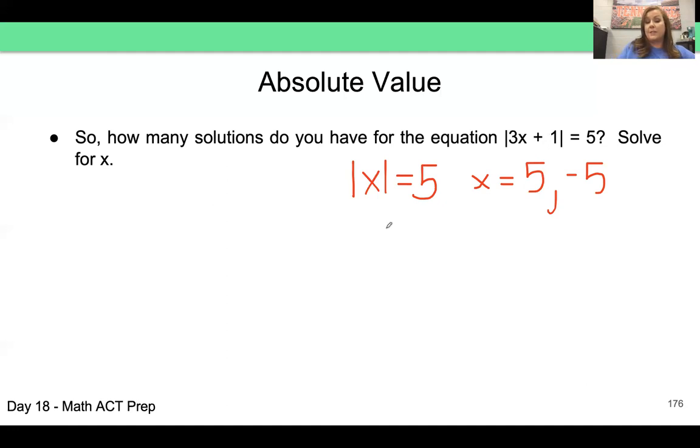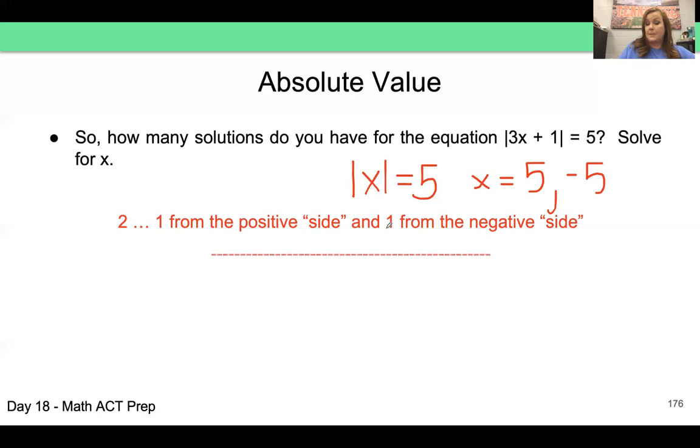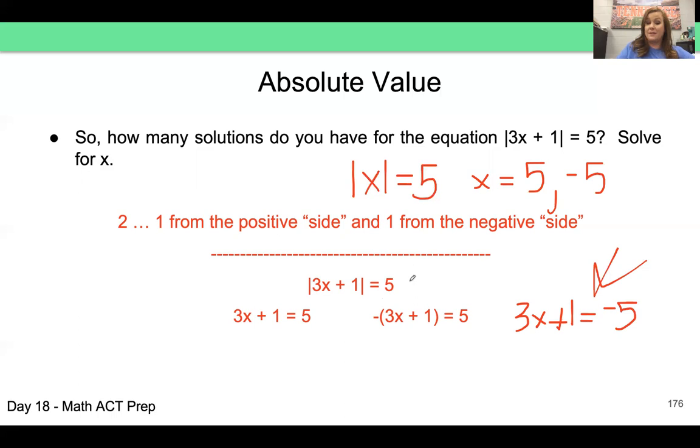So you're just going to set up two equations, okay? You're just going to set up two equations. You're going to make this 3x + 1. It has to equal +5. And it also has to equal, I don't set it up like this, I set it up like this. 3x + 1 equals -5. This makes more sense to me than this does.